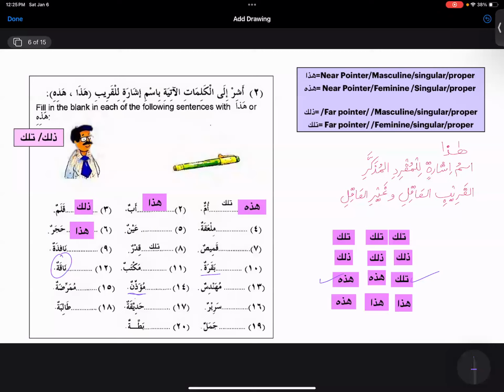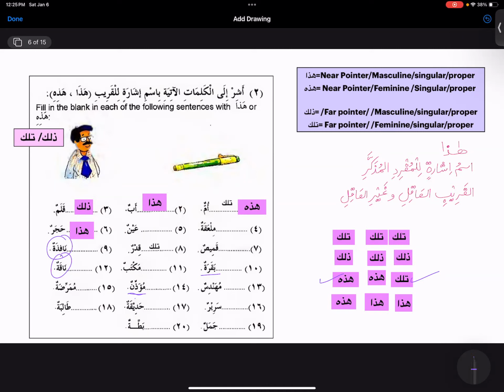Now, naqatun. What is that? Camel. Yeah. Okay, so since this is feminine, you are going to use the feminine pointer. Hadihi and tilka. Okay, nafidatun. What is nafidha? Window. Very good. Okay, so again, this is feminine.